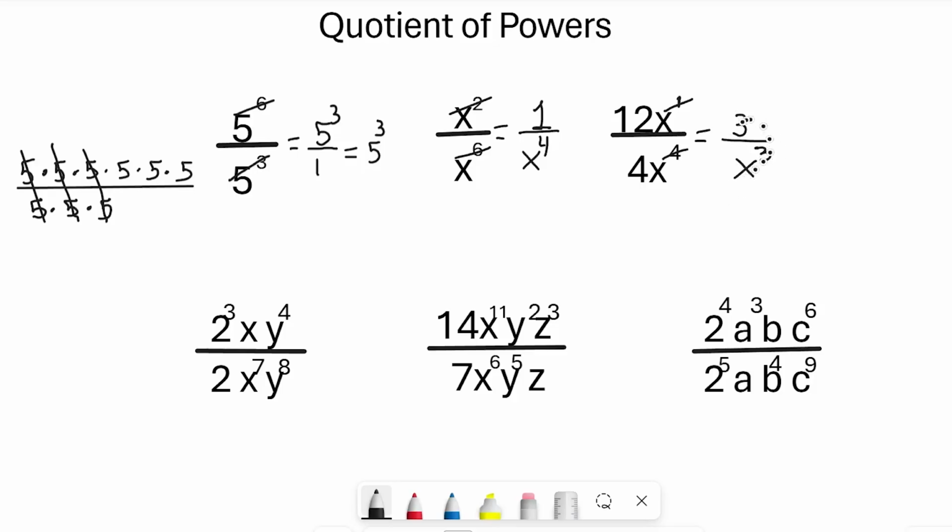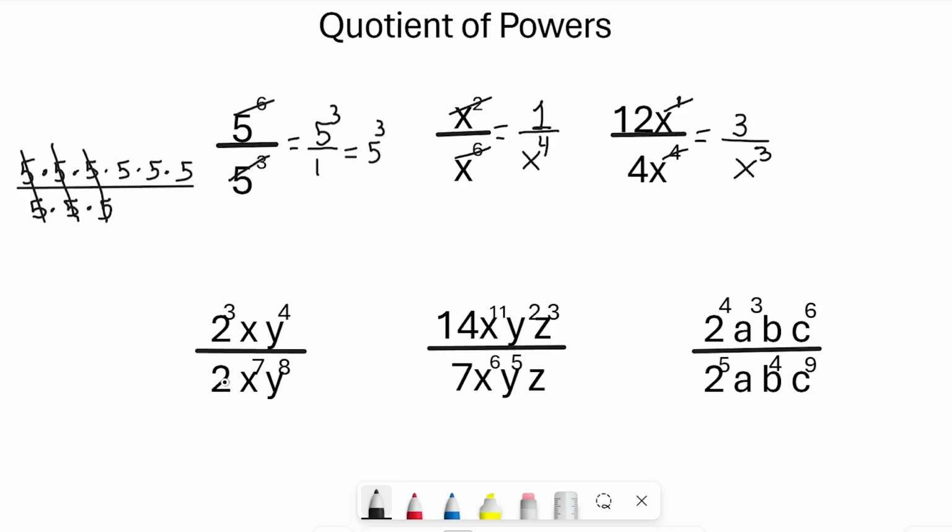And that's the answer. The reason why I like to do it this way is because you can see it's going to get a little bit more difficult as we continue working with this. And let's do the next one.